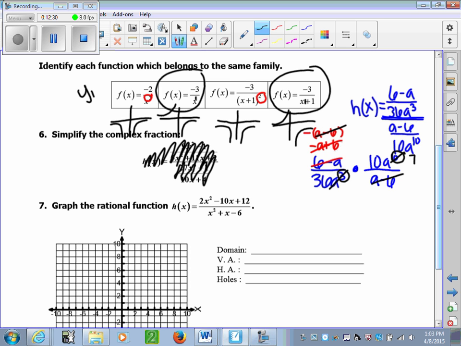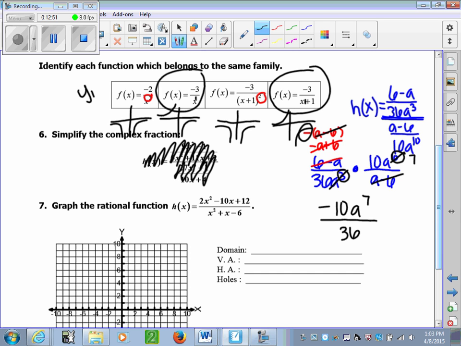So let's see. We'll end up with a negative here from this right here. We still have this negative left over. So we have a negative times my 10, a to the 7th. I'm just multiplying whatever's left over in my numerator, all over 36, which is all that's left over in my denominator.